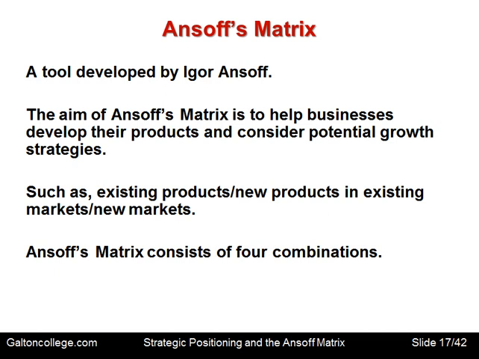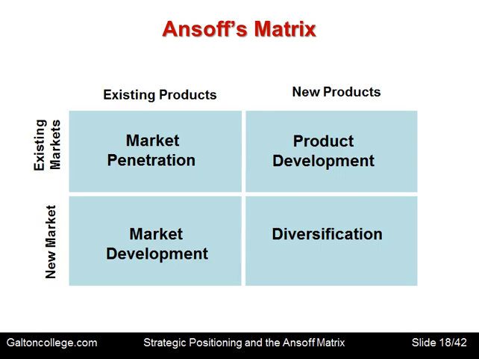So the Ansoff matrix consists of 4 combinations: existing products or developing new products, in existing markets or developing new markets. And when we put this into the matrix, we get this. We have existing products and new products, new markets and existing markets. And then inside the matrix itself, if we have existing markets and existing products, we have market penetration. If we have new markets and existing products, we have market development. Existing markets and new products, product development. New markets and new products is diversification.